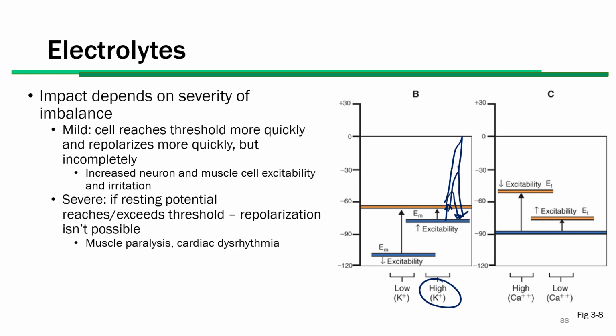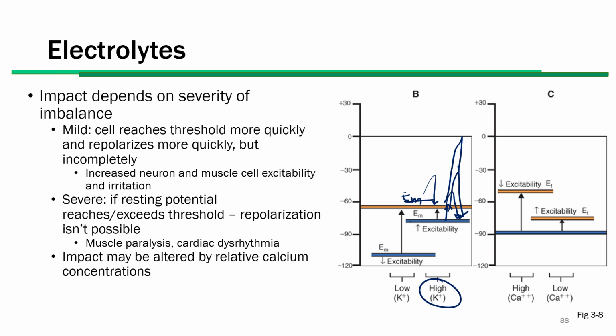If it's severe, then the resting membrane potential actually exceeds the threshold. If it's so severe that this membrane potential is actually above it, then you can't repolarize at all because you can never get back down that far. And then you're going to have muscle paralysis and cardiac dysrhythmia because the membrane potential is above the threshold, so it's always going to be depolarized. It can never repolarize in that case if it gets up that high.